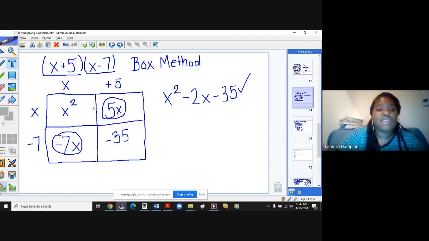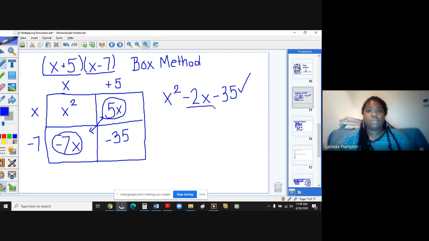So now what I can do is I can combine my like terms. Again, your like terms are more than likely going to be in the middle. Okay, so in this case, 5x and -7x are my like terms. And when I say -7 plus 5, this gives me my -2x here. So again, my final answer is x squared minus 2x minus 35.